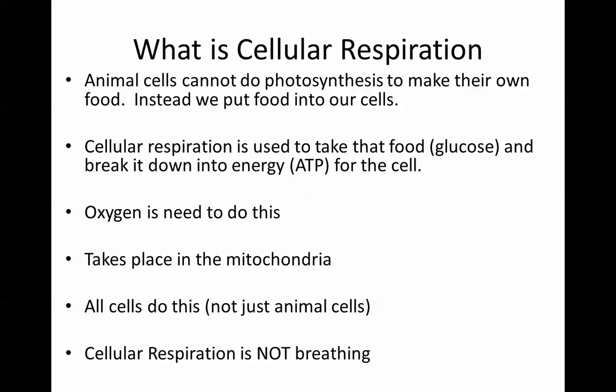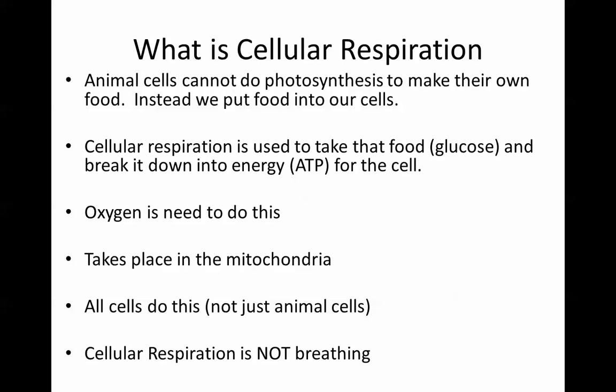So since animal cells can't do photosynthesis, they can't make their own food, instead we put food into our bodies and in turn into our cells. So once we have the food and the food is broken down, what cellular respiration is going to do, it's going to take that food molecule, that glucose, break it down and turn it into energy for the cell. And as we've already learned, that energy form is called ATP. So it's going to turn the food into ATP, which is the form of energy that a cell needs to be able to do all sorts of things.